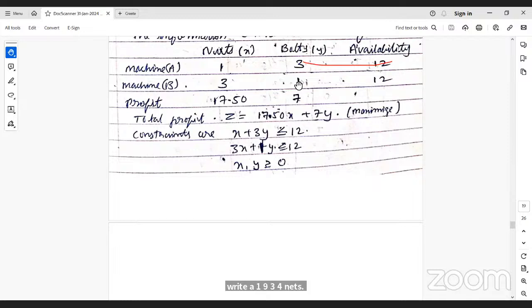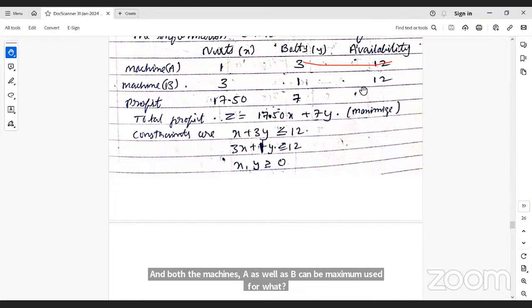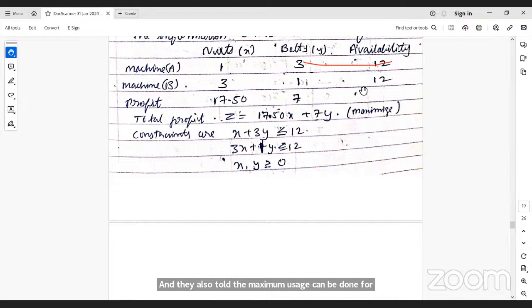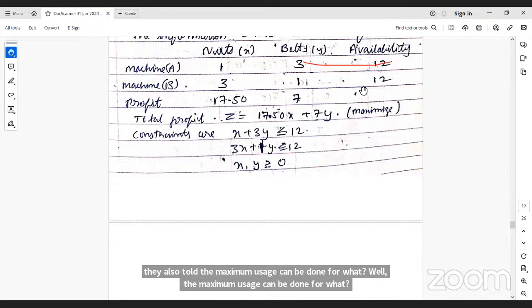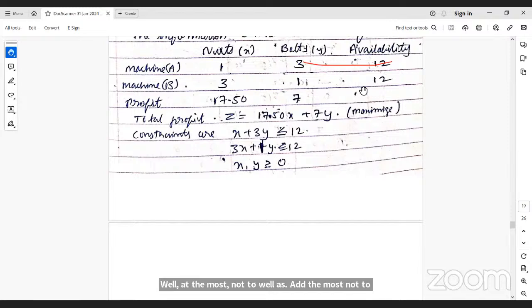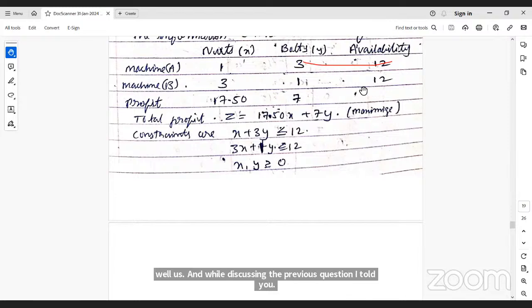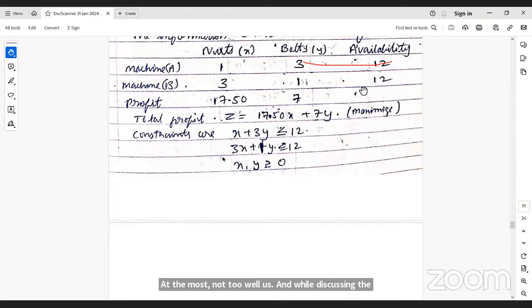Both the machines A as well as B can be used for a maximum of 12 hours. They have told us the maximum usage is at the most 12 hours. And while discussing the previous question, I told you that when at the most is used, we need to make use of less than or equal to. So whatever the equation is, it will be less than or equal to 12.